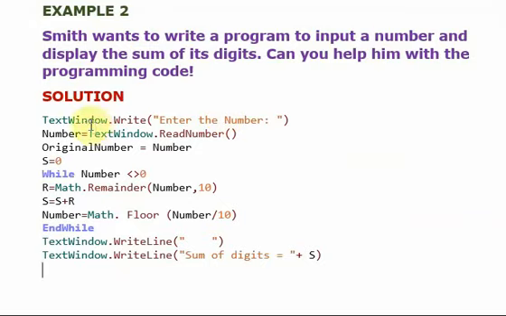Now see here, the text window, right? You are all familiar with this. Then read number: whatever number you put here, it will be taken into the number variable. Then again we are assigning another variable called original number. Whatever the number is here, it will be shifted to original number, which also holds the value now. Both are actually the same for the time being.